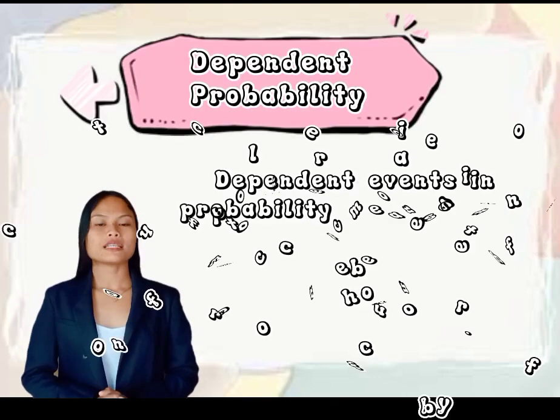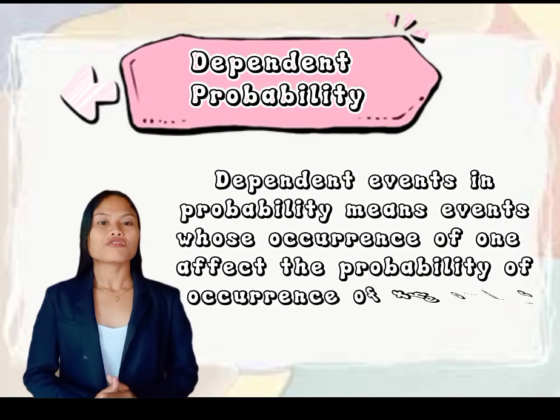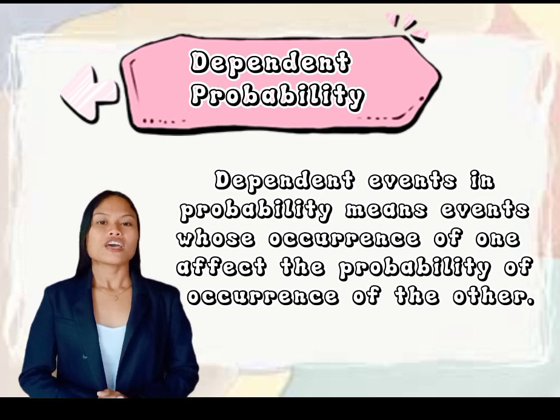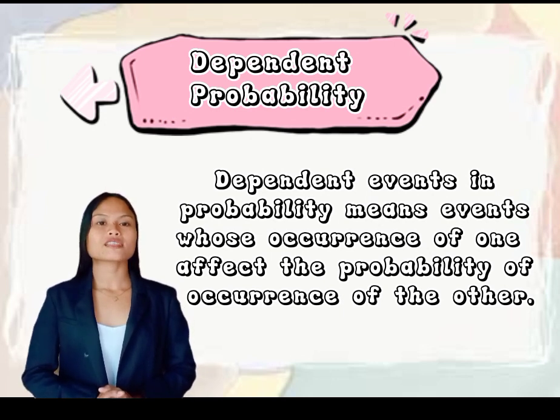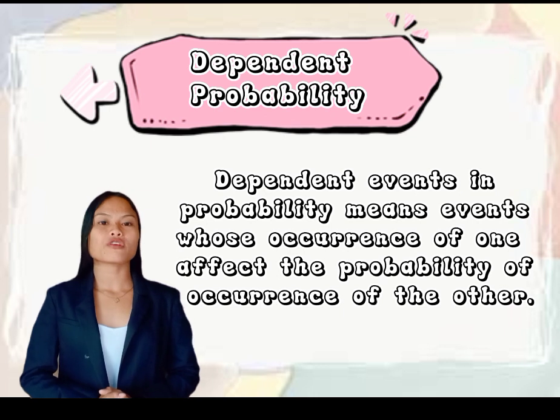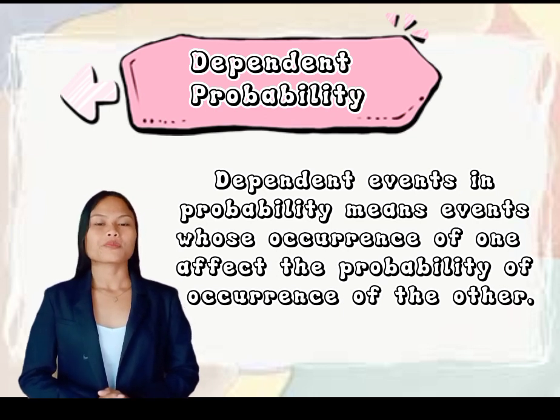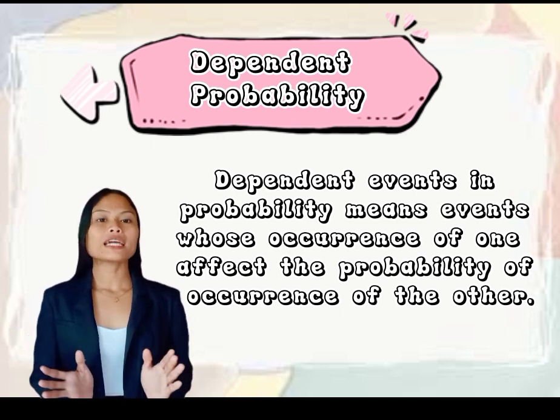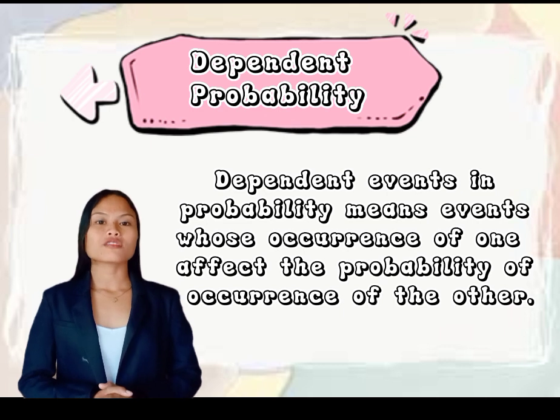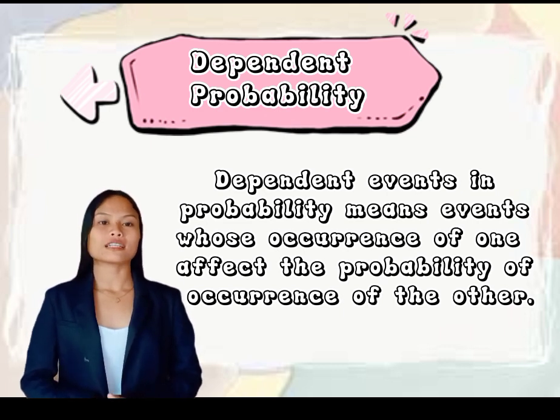Dependent probability. Dependent events in probability means events where the occurrence of one affects the probability of occurrence of the other. For example, parking illegally and getting a parking ticket. Parking illegally increases your odds of getting a ticket. Buying 10 lottery tickets and winning the lottery. The more tickets you buy, the greater your odds of winning.